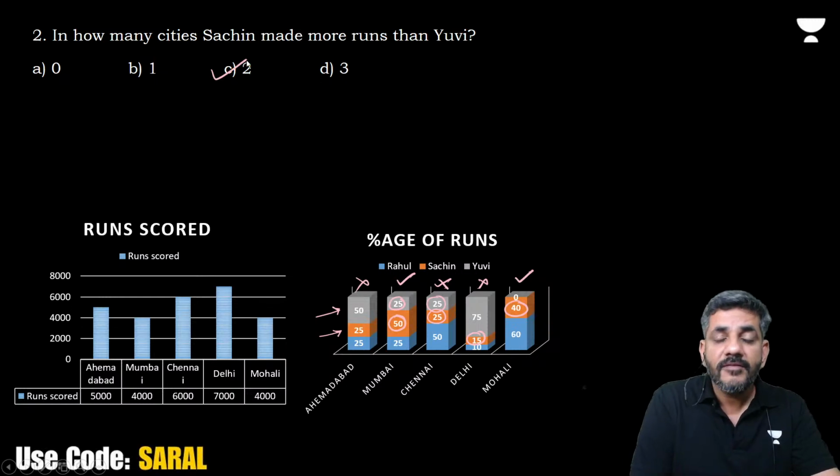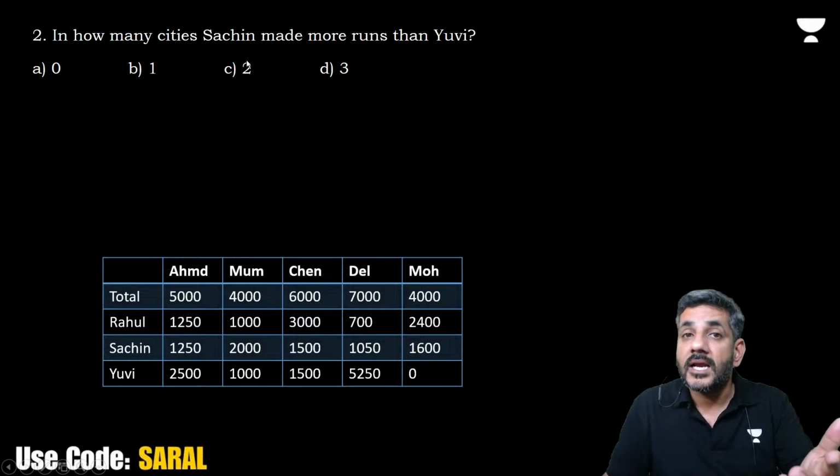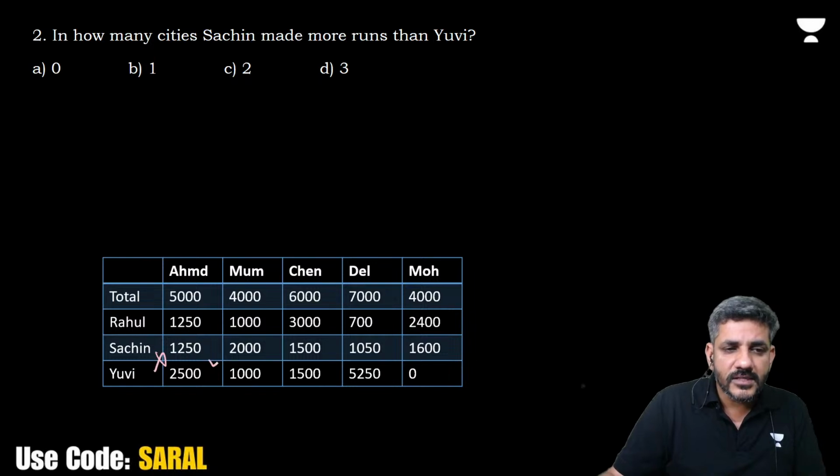So here, even if I go by the table, I could have answered the question, but I think bar graphs were better here. How many cities are there where Sachin made more than UV? Sachin made more than UV. Sachin did not make more than UV. Sachin made more than UV.